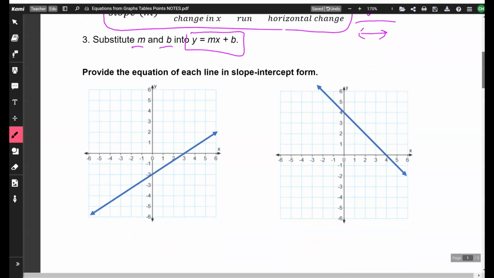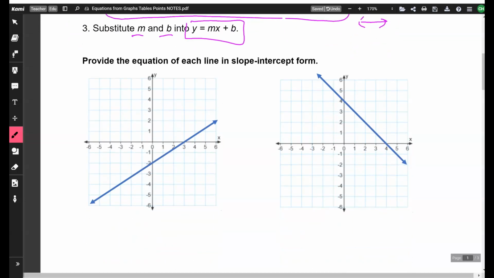So let's come down here and take a look. It says provide an equation for each line in slope-intercept form. So I'm going to go ahead and write my slope-intercept form underneath each one of these to remind me what I'm looking for. The good thing is we already have x and y coordinates, right? What we're trying to find, remember, is that slope and that y-intercept, okay?